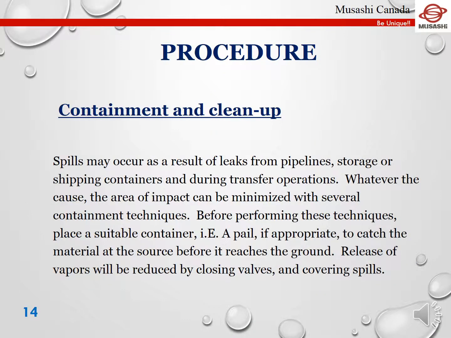Procedure. Containment and cleanup. Spills may occur as a result of leaks from pipelines, storage, or shipping containers, and during transfer operations. Whatever the cause, the area of impact can be minimized with several containment techniques. Before performing these techniques, place a suitable container, i.e. a pail, if appropriate, to catch the material at the source before it reaches the ground. Release of vapors will be reduced by closing valves and covering spills.